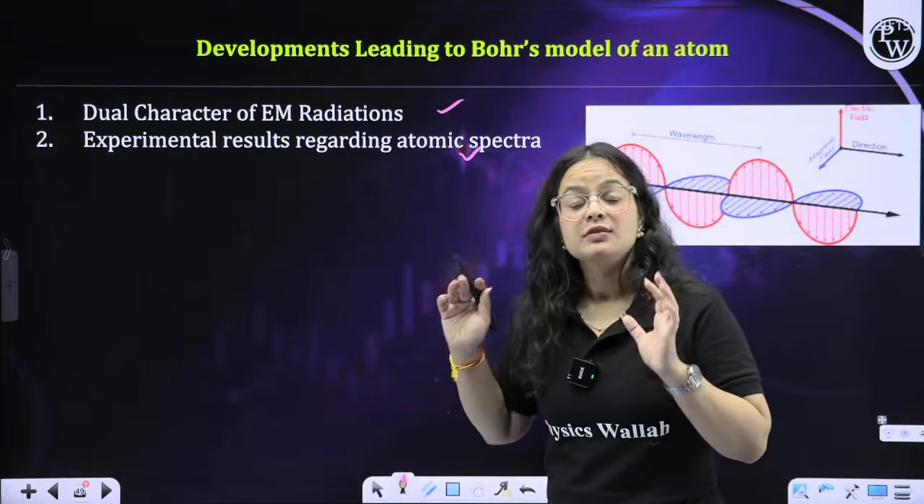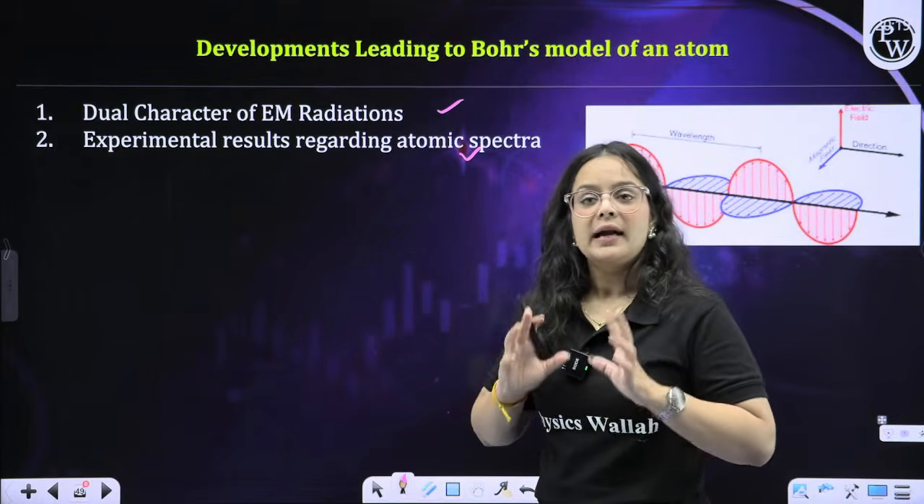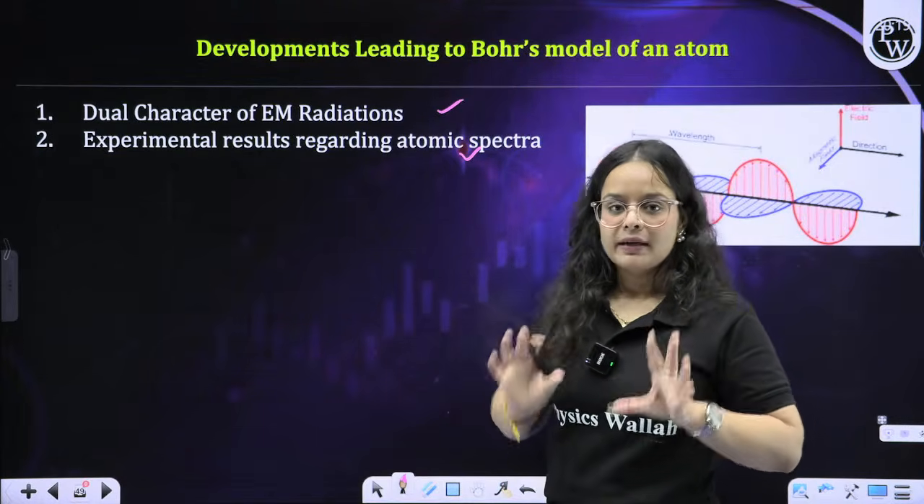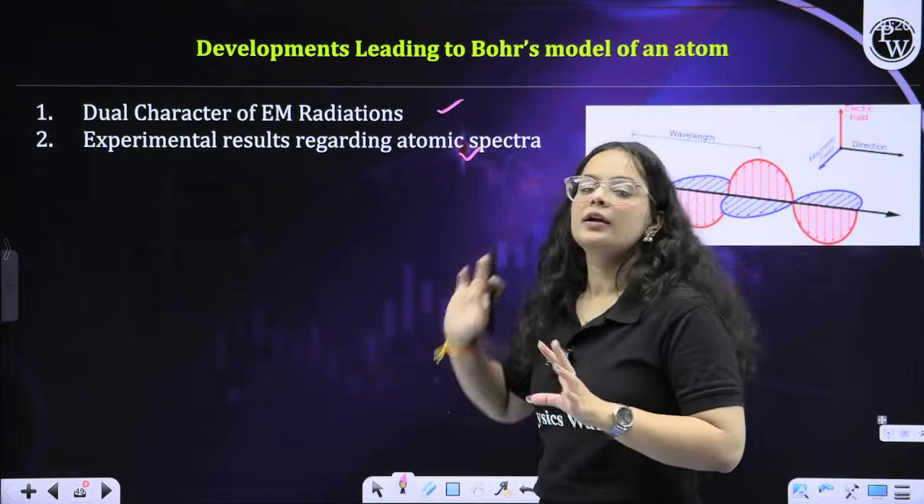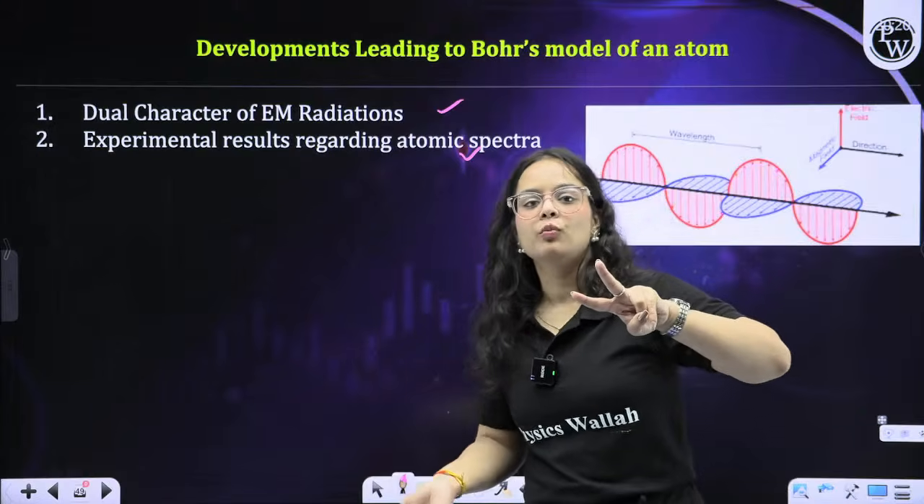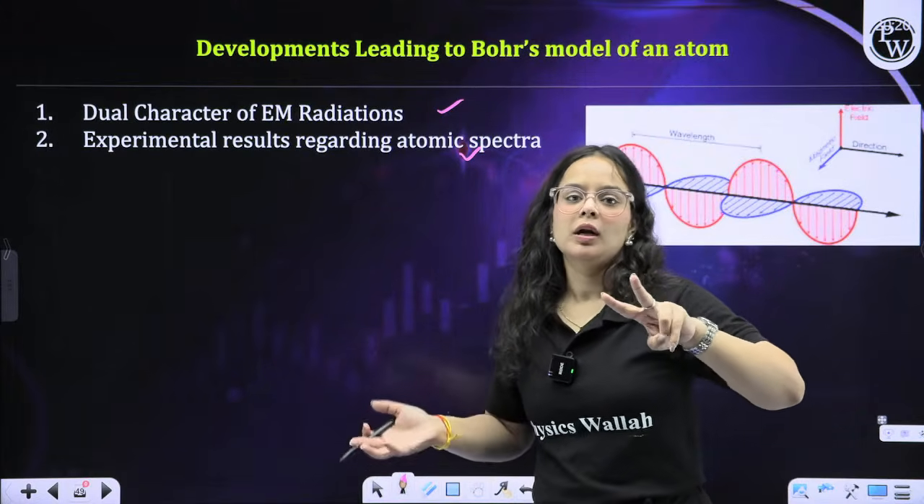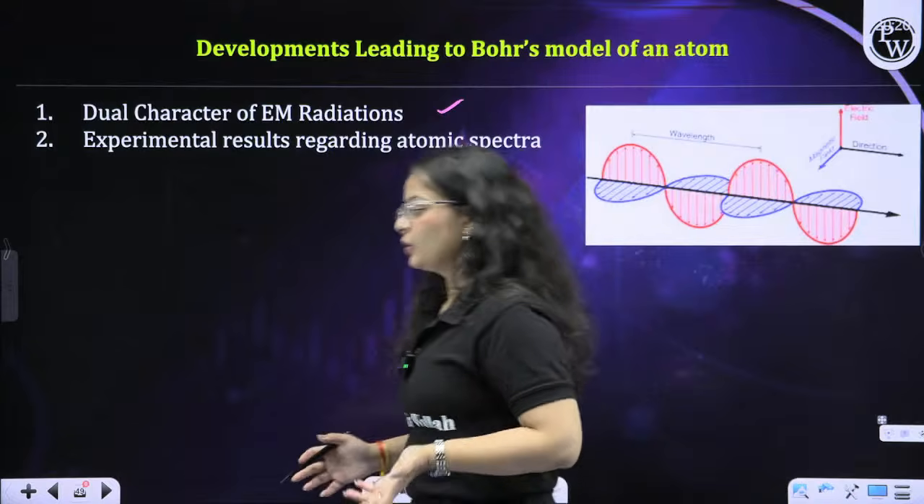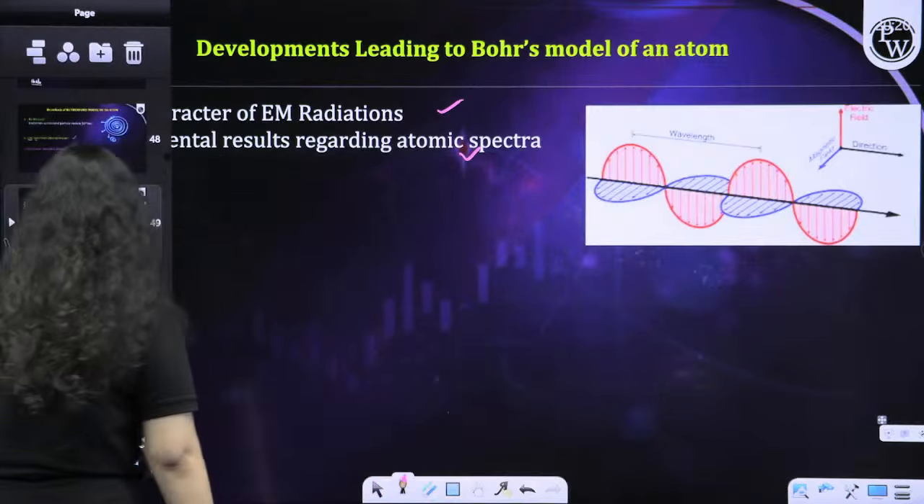This is a very important discussion, that radiations contain electromagnetic properties. Then there is the atomic spectrum. These two were the developments that led to the Bohr model, which made the Bohr model very successful as compared to the Rutherford model. So let us discuss them one by one.